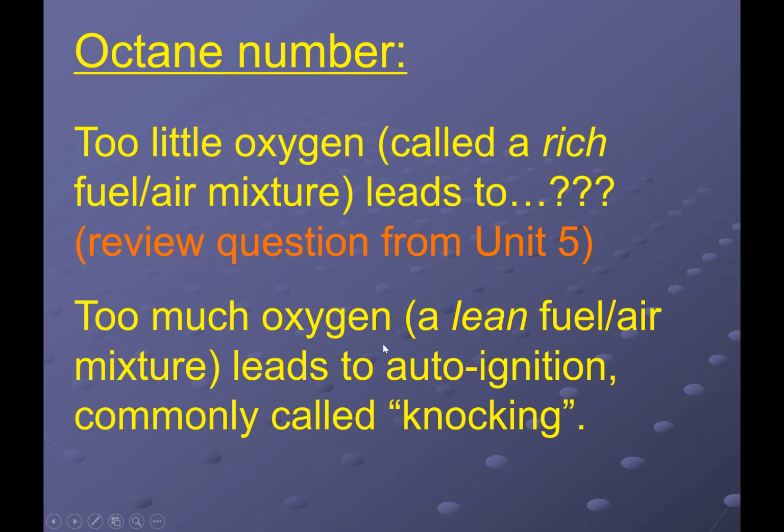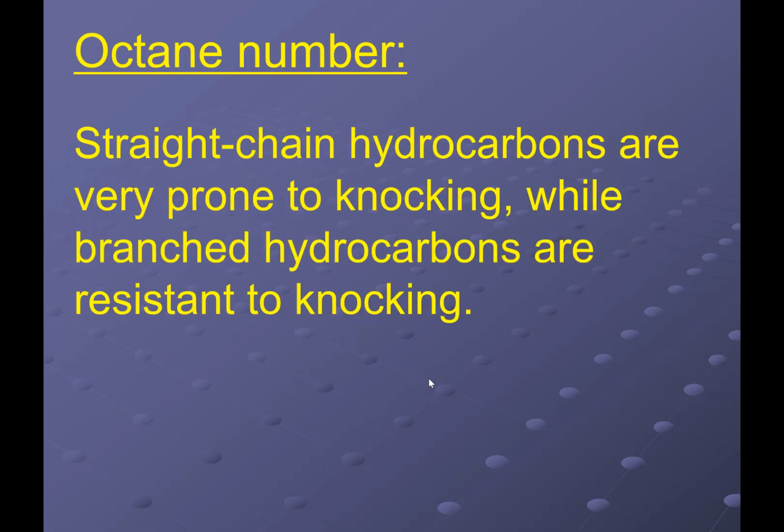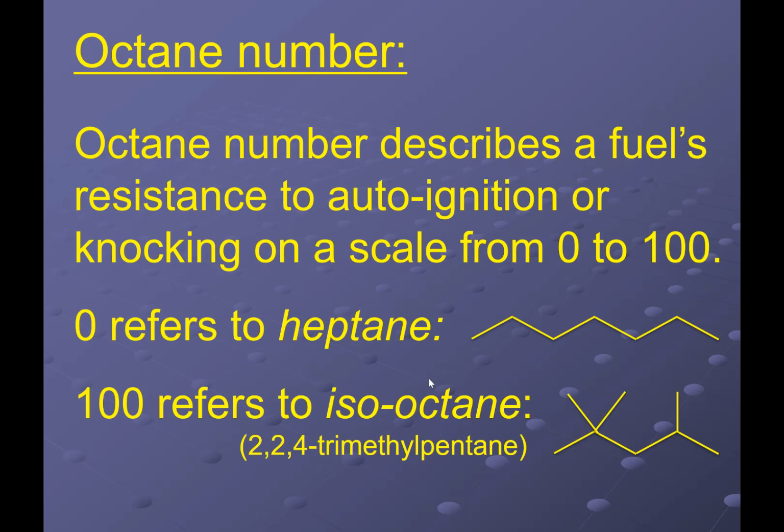If you have too much oxygen, that's not good as well. We have a lean fuel-to-air mixture. That's actually what causes knocking. So as you start looking at this rating of octane number, we find experimentally that straight chain hydrocarbons are prone to knocking, whereas if I can increase the branching, it actually helps the fuel be higher quality, and resist knocking a little bit better. Octane number here is the scale.